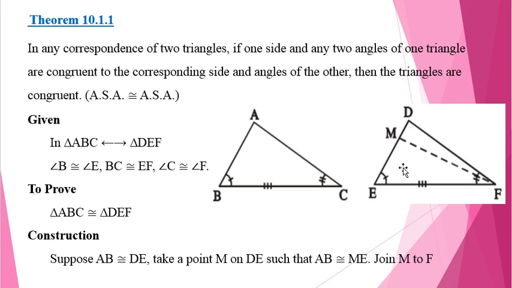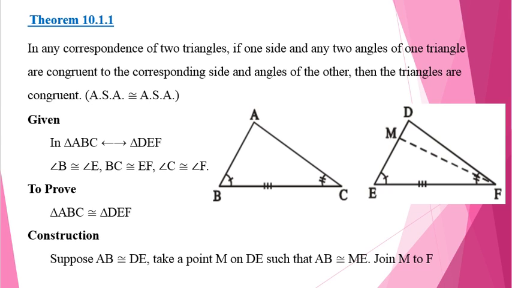Okay, now he is saying that we have to suppose that the side AB is congruent to the side ME, and we are joining this M point to the F, and it forms another triangle. The name of the triangle is EFM. It is formed a new triangle.